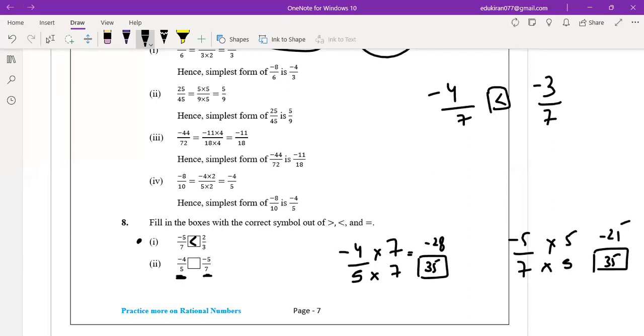So who is greater now? Ma'am, can we also do cross multiplication, right? That's much easier. Yeah, cross multiplication you can do, but not in every situation will cross multiplication work. That's why use this. Okay.